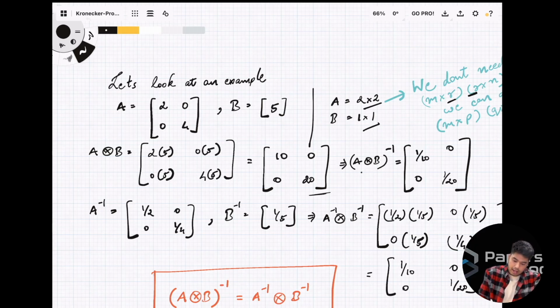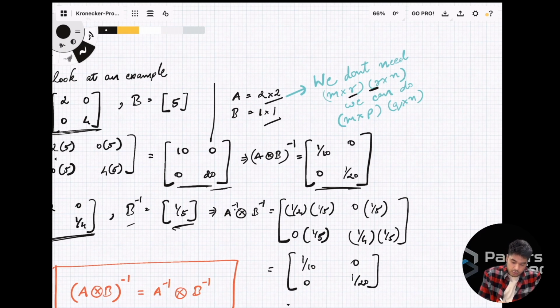So if you do an A Kronecker product B, and if you take the inverse of it, you will get this, because when you invert this matrix, you end up with this matrix. Now, if we do A inverse just independently, if we invert this matrix, we end up with this. And if we do B inverse, we end up with that. Now, if we do A inverse and then Kronecker product that with B inverse, you end up with this, which becomes this. And what you can see is that these two are the same.